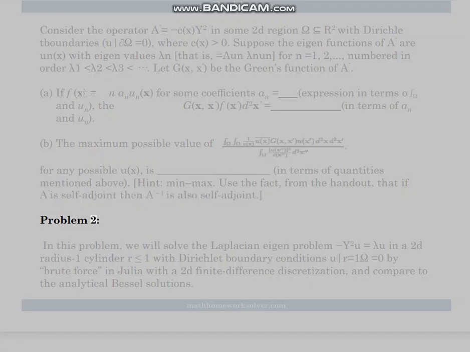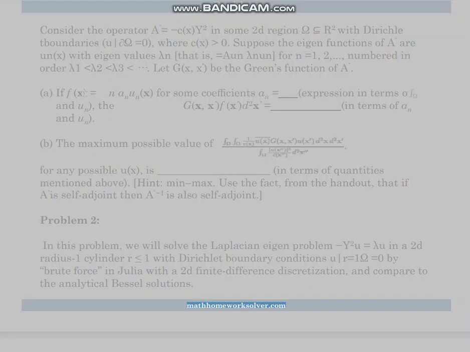Problem 2. In this problem, we will solve the Laplacian eigenproblem minus ∇²u equals λu in a 2D radius-1 cylinder, r less than or equal to 1, with Dirichlet boundary conditions u at r equals 1 (∂Ω) equals 0, by brute force in Julia with a 2D finite difference discretization, and compare to the analytical Bessel solutions.